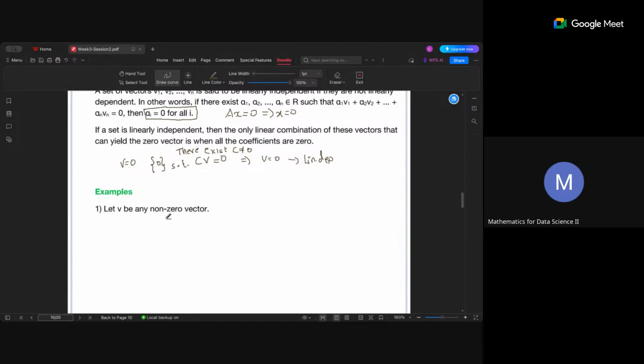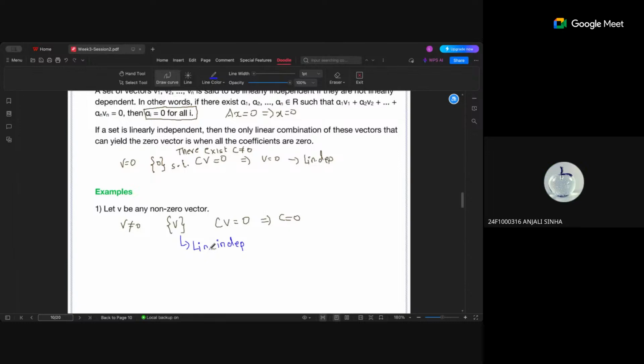Now V is any non-zero vector. Now we are in a different scenario. V is non-zero. Is this singleton vector linearly dependent or independent? What is the solution for CV equal to 0? C has to be 0, so this is the only possible solution. Now tell me, is it linearly dependent or independent? Linearly independent.